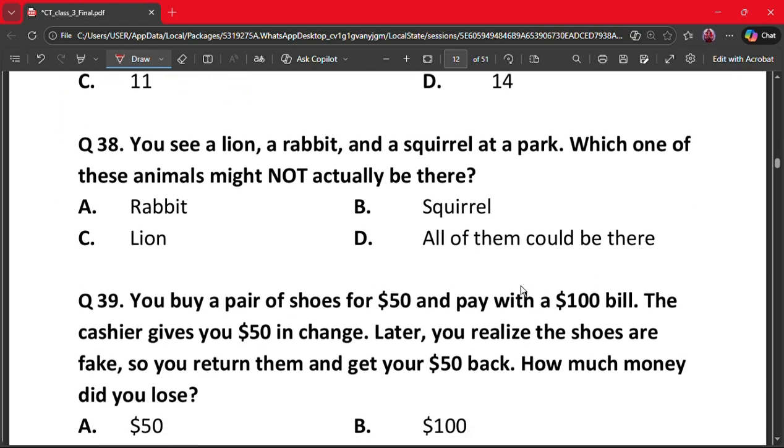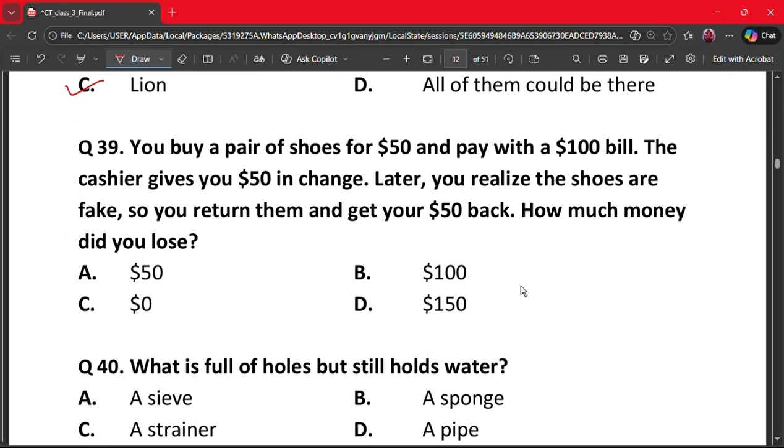Our next question, question 38. You see a lion, a rabbit and a squirrel at a park. Which one of these animals might not actually be there? A. Rabbit, B. Squirrel, C. Lion, D. All of them could be there. The correct answer is option C. Lions are usually not found in a park.